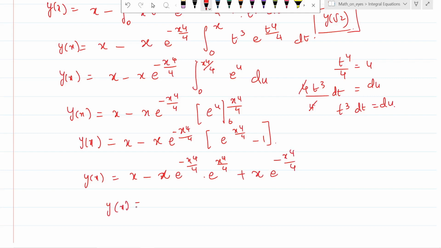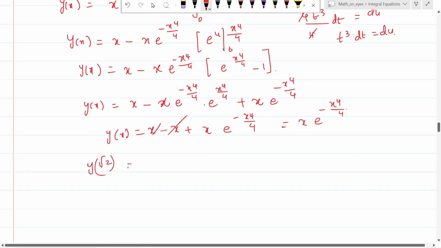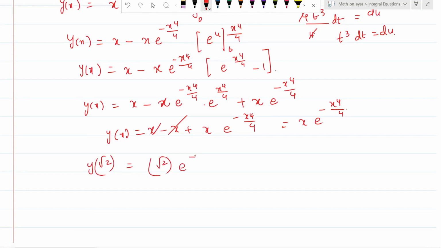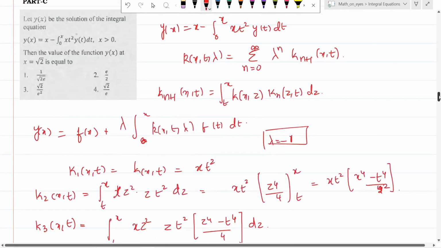So y of x is equal to x minus x plus x into e to the power minus x power 4 by 4. You can cancel these two. So it is x e to the power minus x power 4 by 4. Now we need to find y of root 2, right? So y of root 2 is equal to root 2 into e to the power minus root 2 the whole power 4 divided by 4. Root 2 the whole square is 2, 2 2s are 4. We get 4 by 4, 4 cancels each other. We get root 2 divided by e. Y of root 2 is root 2 by e. So the fourth option is the correct answer.